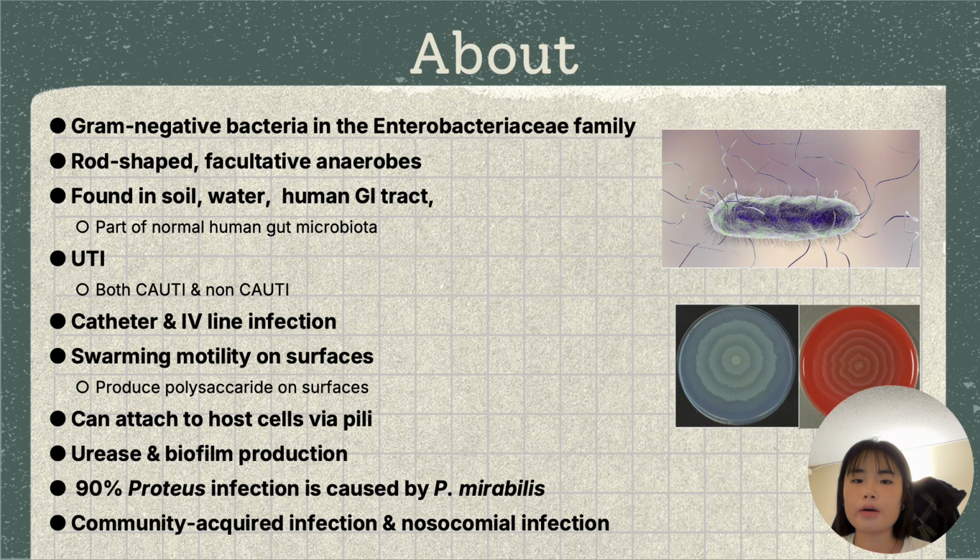It causes infection on biomedical devices such as catheters, IV lines, ventilators, and others. A unique feature is that it exhibits swarming motility on surfaces and produces polysaccharide for adherence. This adherence is seen especially on biomedical devices, and when it's grown in agar, it will exhibit swarming motility in a bull's eye pattern. It attaches to human uroepithelial cells via pili and produces urease and biofilms. 90% of Proteus infection is caused by Proteus mirabilis, and it is seen in both community-acquired and nosocomial infection.